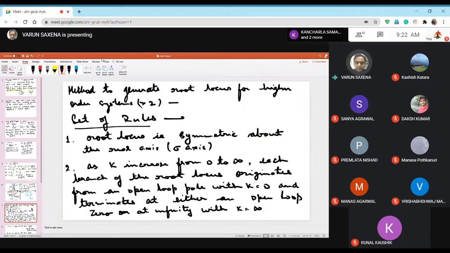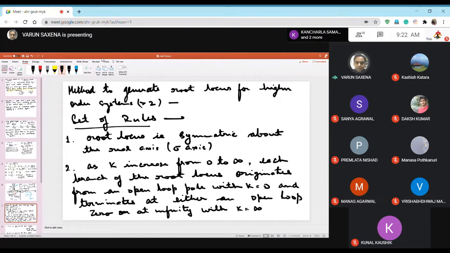Then the question was the method to generate root locus for higher order systems. Now, this method that we were doing is applicable for any order system. But when you have a system with degree 3 or greater than 3, then it becomes difficult to find the roots analytically and solve them and see where they lie. So a methodology is given, rule by rule. If you follow it, you will be able to generate the root locus very easily. So the points are as follows.